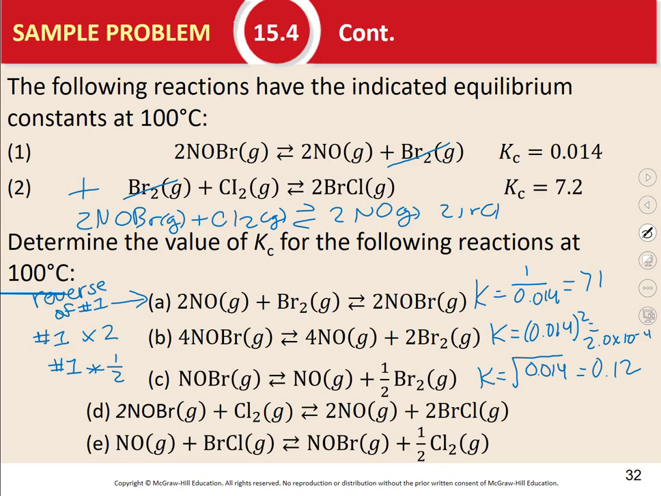What did I just write? BrCl. Gas phase. All right, so that is equation D. Equation D was number 1 plus number 2. So what is my k value? Are we going to add their k values? Times them together, good. So it is the product of the 2 k's. So our k value is going to be 0.014, the k for the first one, times the k for the second one, which is 7.2. Yep, 0.10.